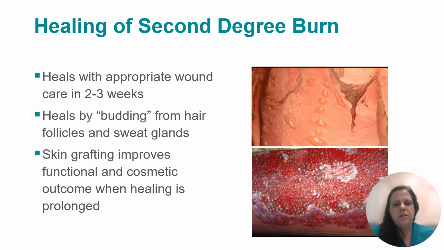Healing of a second degree burn takes about 2 to 3 weeks. These are often not surgically intervened upon unless there is a reason to think that the burn healing is going to be delayed, or if skin grafting is going to improve their overall function and cosmetic outcome, then they will go ahead and work on your second degree burns. Second degree burns heal by budding. Basically the tissue is still intact underneath so it can start reproducing those skin cells and forming from the hair follicles and sweat glands. So you have a base there to start the reconstruction of your skin cells.